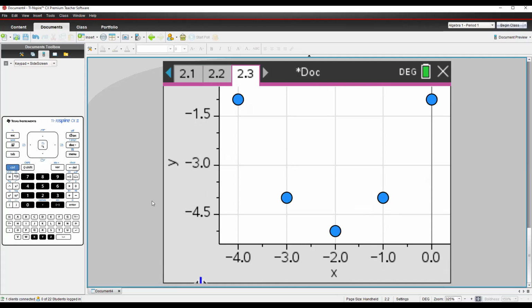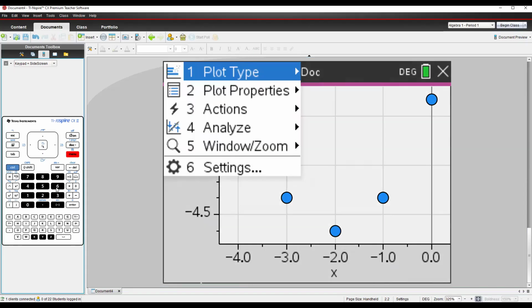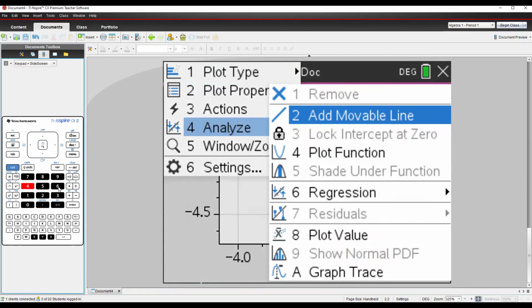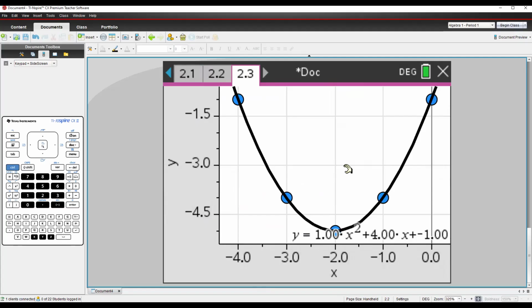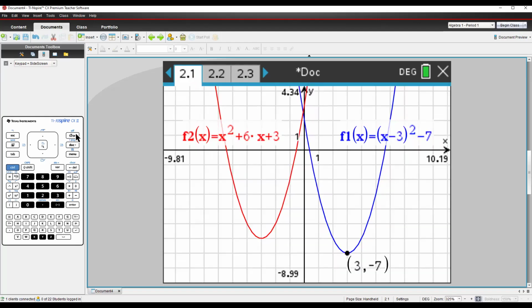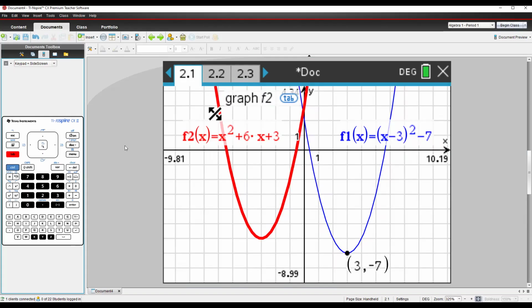But here's what I'm going to do in addition. I'm going to do menu 4, 6, and then quadratic, which is 4, and press enter. Now I have the equation: 1x squared plus 4x minus 1. I'm going to put it on the graph with the other functions so I can visually see which one is lower. I'm going to press tab and enter that function.